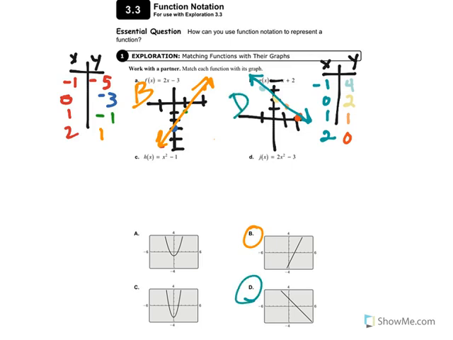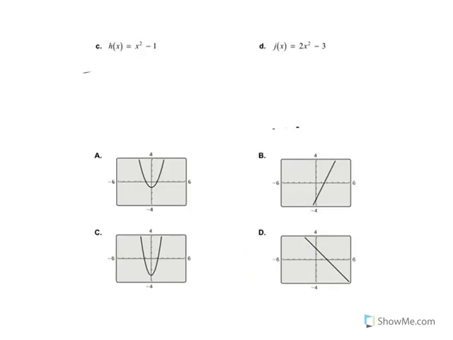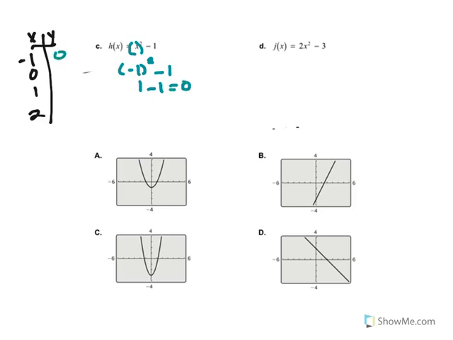All right. Now let's look at these other two. Let's make our little T-chart. We have X and we have Y. And let's try negative 1, 0, 1, 2, just random values. Remember, when you evaluate expressions, that's in parentheses. So you've got negative 1 squared minus 1. Negative 1 times negative 1 is a positive 1. Minus 1 is 0.